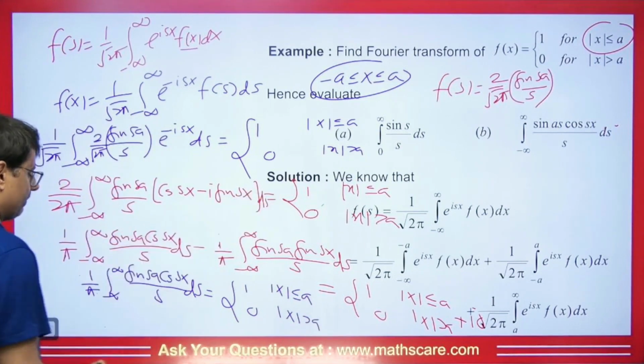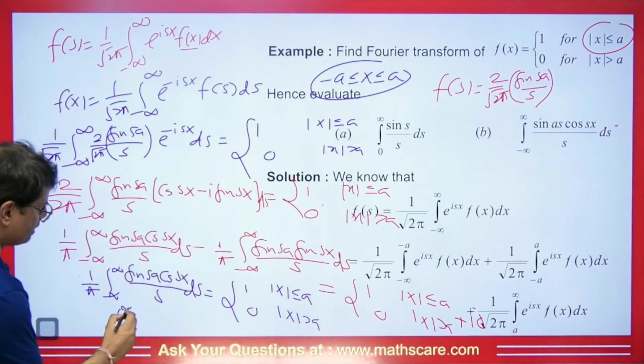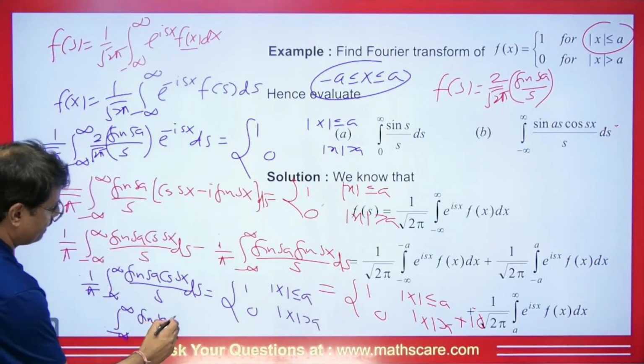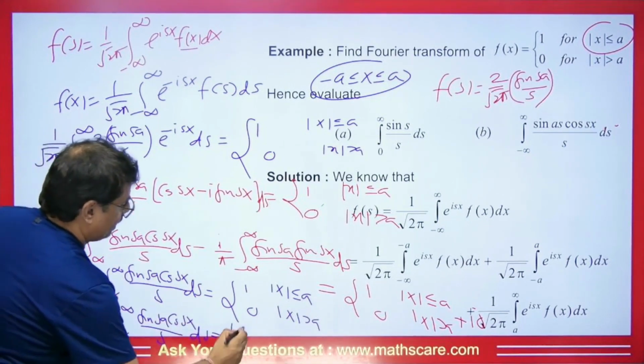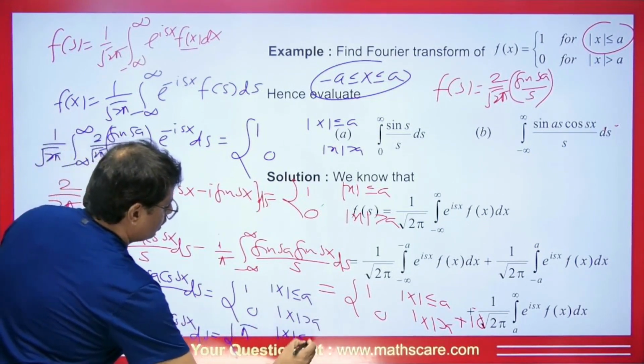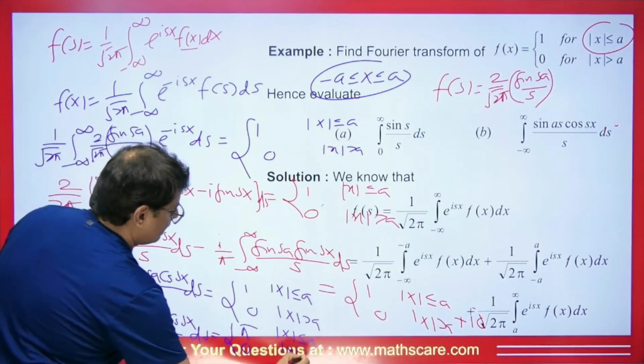Okay, so multiply this pi over here. Now from this we will get minus infinity to infinity, sin(sa) cos(sx) upon s ds. So if pi will be multiplied here, it will be pi where mod x is less than or equal to a, and 0 where mod x is greater than a.